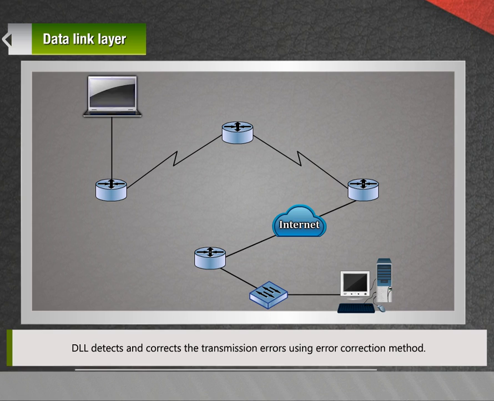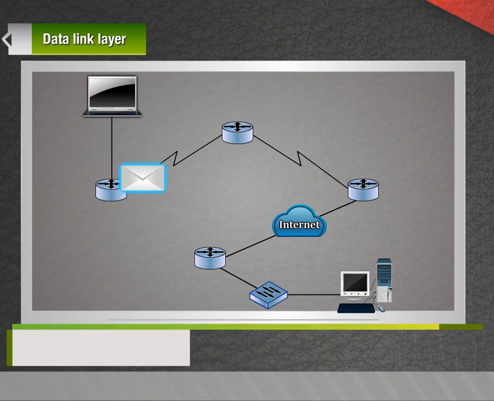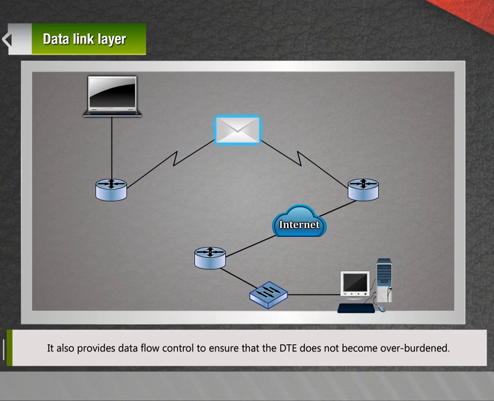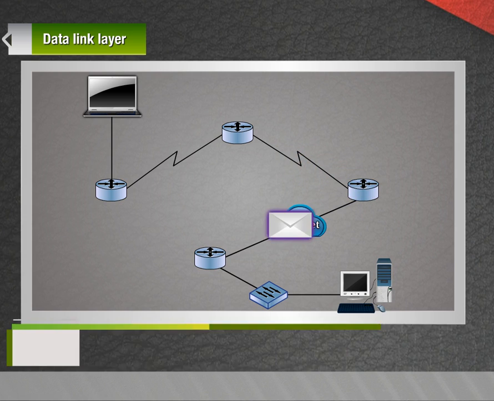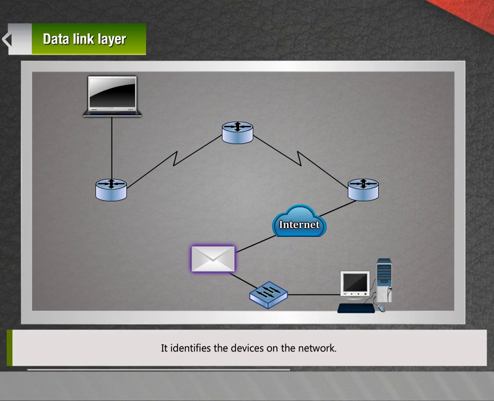The DLL detects and corrects the transmission errors using error correction methods. It also provides data flow control to ensure that the DTE does not become overburdened. It identifies the devices on the network.